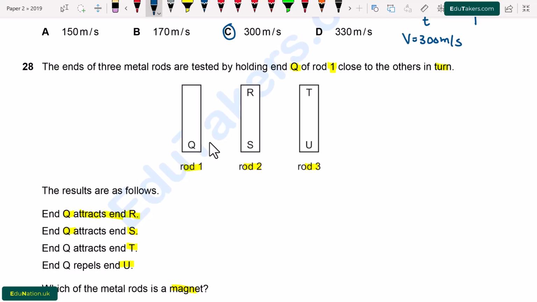The bar magnet has 2 poles, south and north. The similar poles of the magnet repel each other, while the opposite poles attract each other.